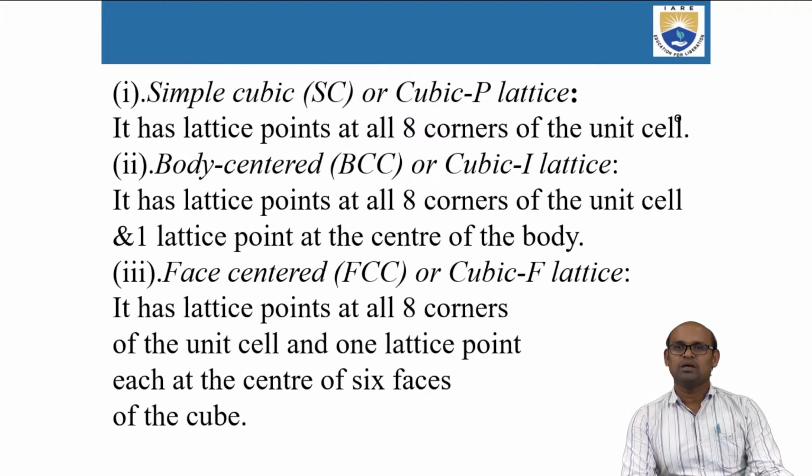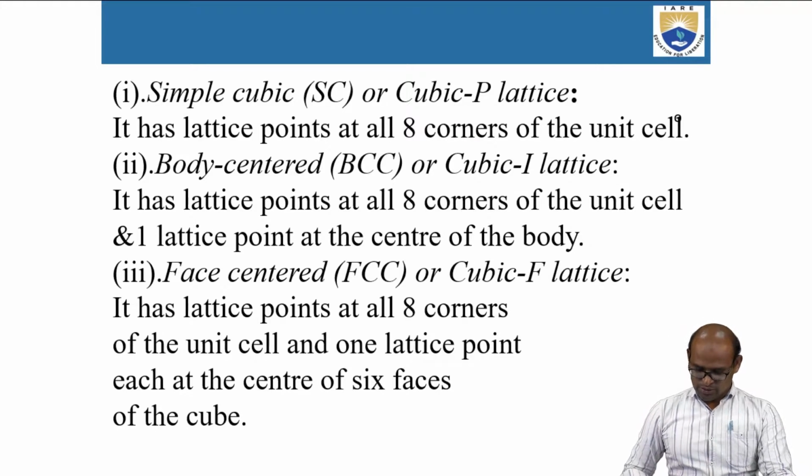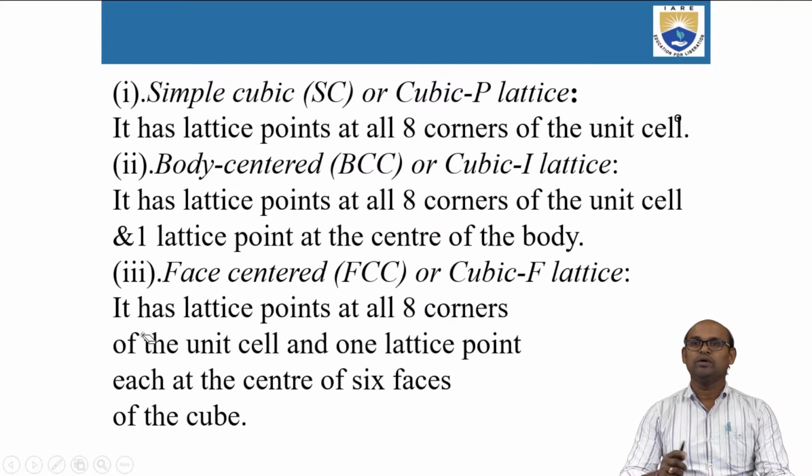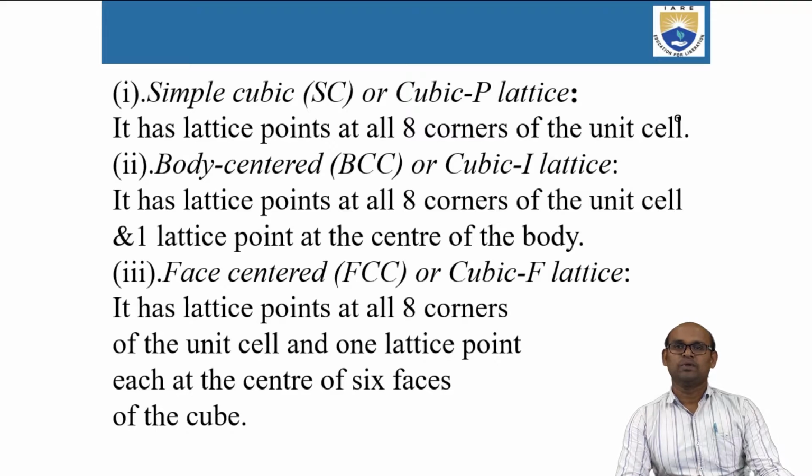So simple cubic crystal system is also called a cubic primitive lattice. It has lattice points at all 8 corners of the unit cell, right? So in simple cubic, if you see, there are 8 lattice points, 1, 2, 3, 4, 5, 6, 7, 8, for the 8 corners of this cubic unit cell. So that is the simple cubic unit cell.